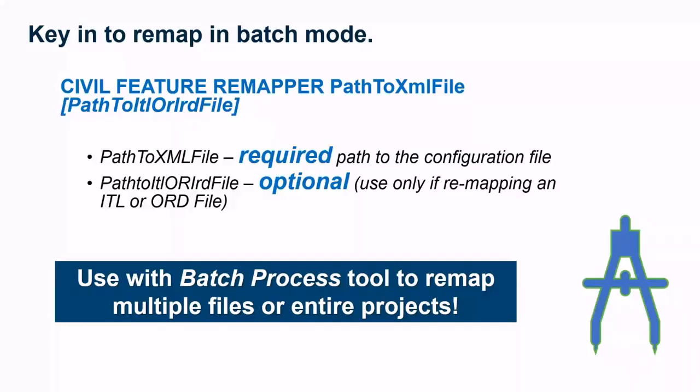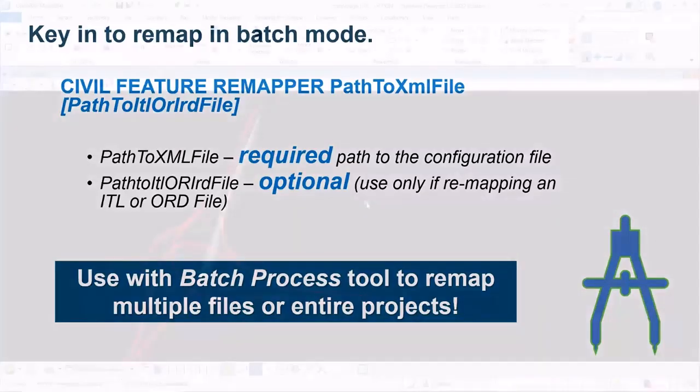Now, the nice thing about this is we have set it up to run in a batch process. So we give you a key-in called Civil Feature Remapper. There are 2 parameters. One is required, which is the path to your configuration file. The other one is optional, and that would only be needed if you're remapping an ITL or an IRD file. So again, you want to use this with the batch process tool.